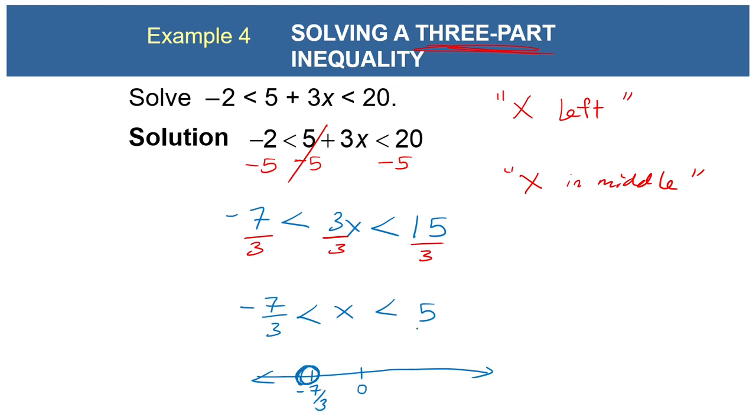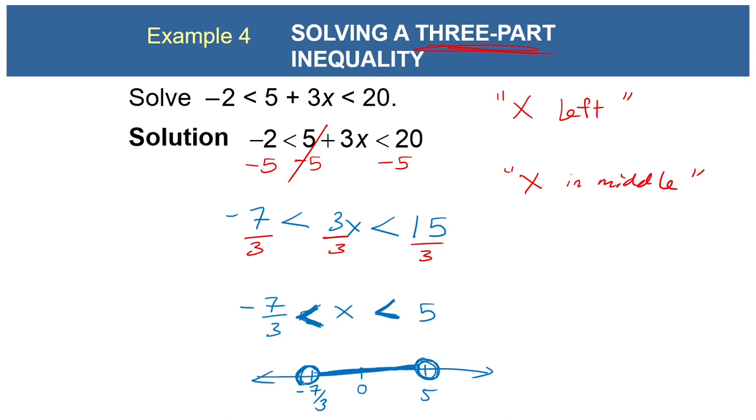5 is going to be on the right somewhere. Let's say it's here. And again, it's going to be an open circle because there's no equal sign underneath. Now, since x is between these two numbers, we're going to shade between. So that's a good way to remember: if x is between, shade between. Don't draw your arrows facing both to the left. What this is saying is x is between 5 and negative 7/3, so shade between those two.